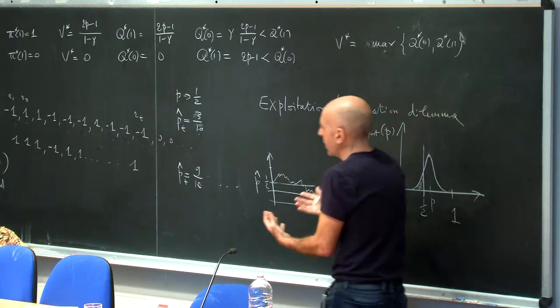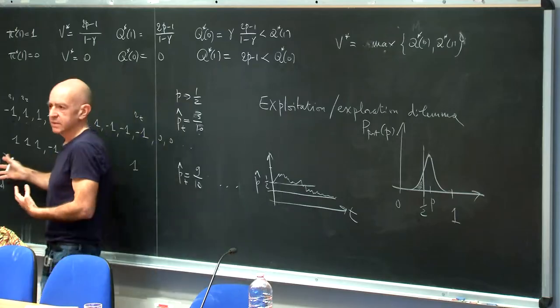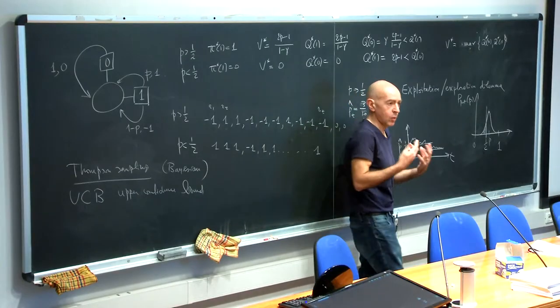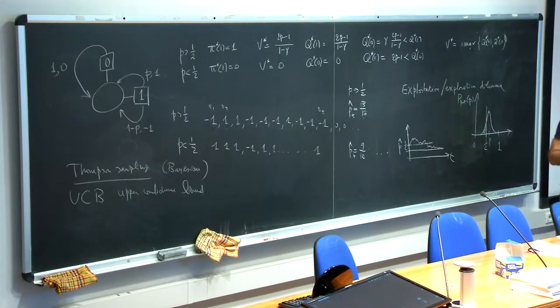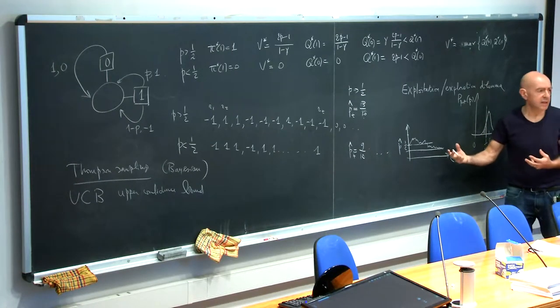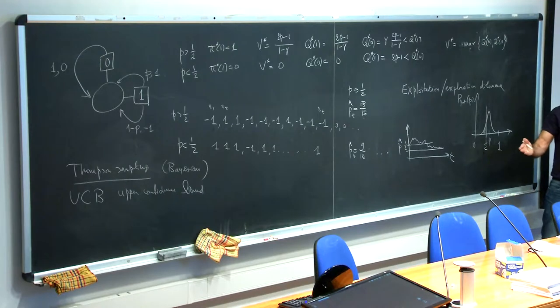This is just to say that all algorithms which are provably good, which perform well or optimally in certain limits, have to account for this possibility that your current limited experience is actually not reflecting in full the real properties of the system.